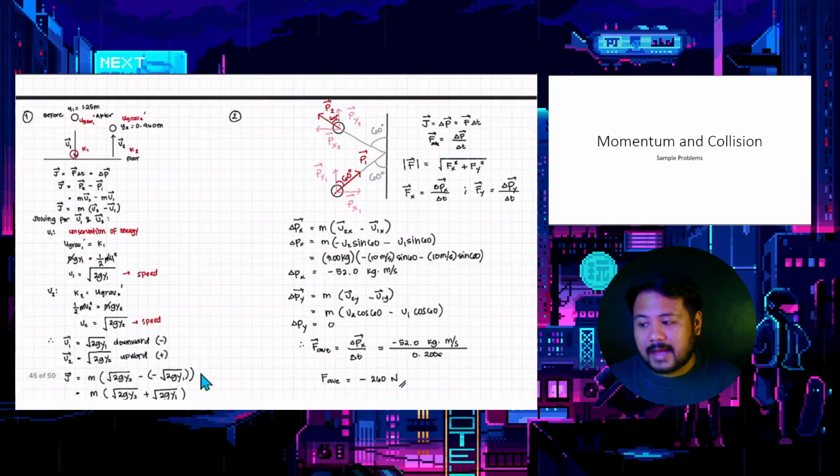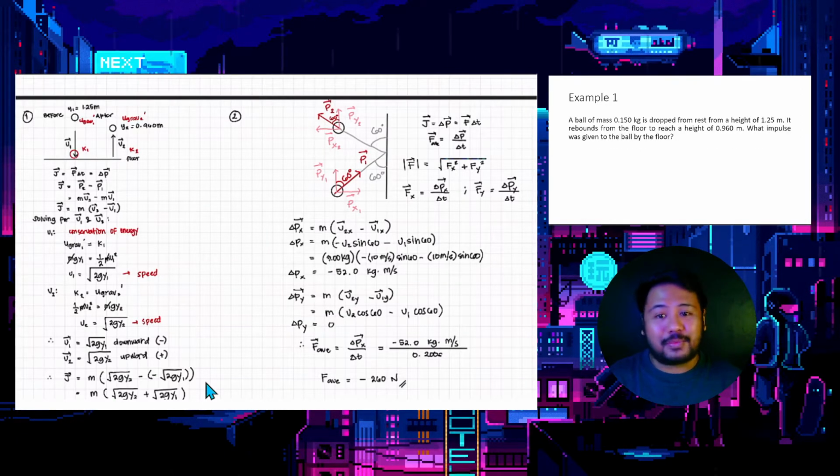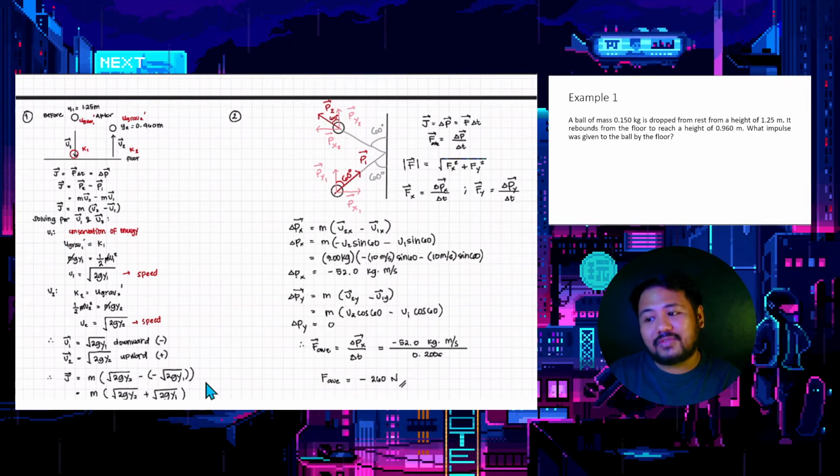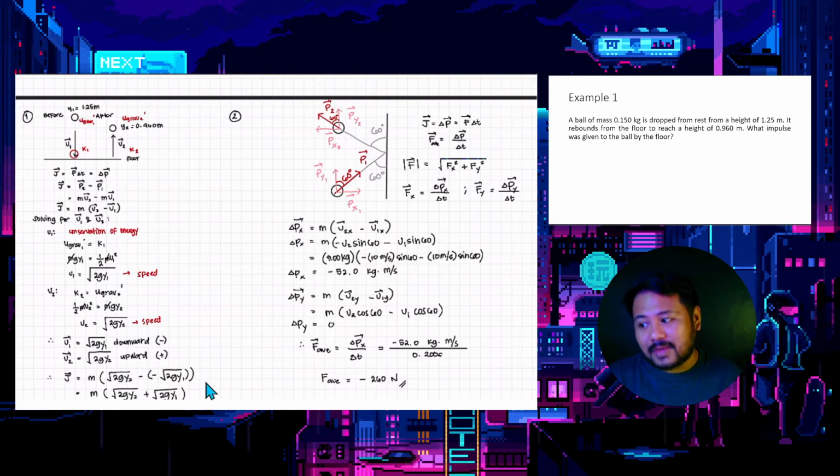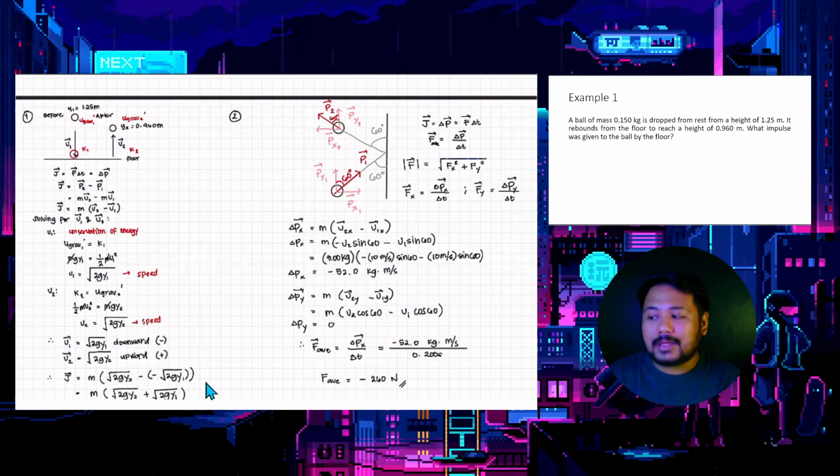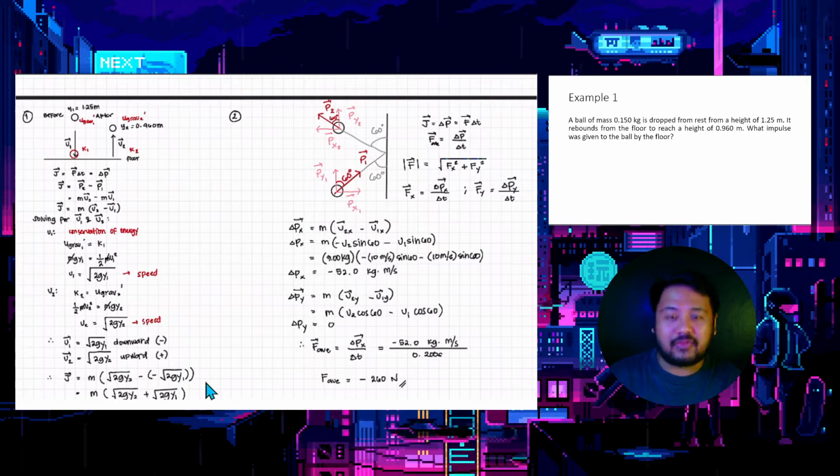For today, we will be having momentum and collision. So, let's have number one. Example number one. A ball of mass 0.150 kg is dropped from rest from a height of 1.25 meters. It rebounds from the floor to reach a height of 0.960 meters. What impulse was given to the ball by the floor?